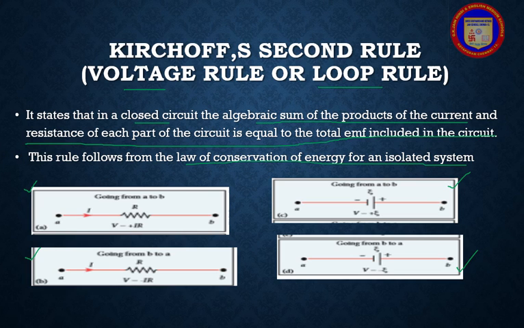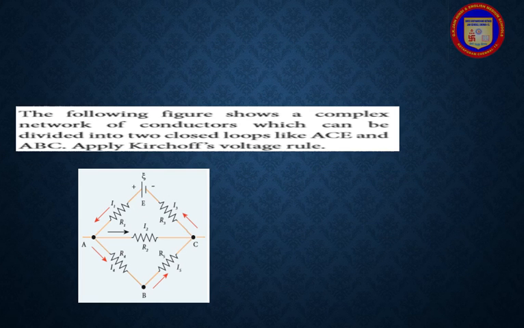In the diagrams A and B, the EMF is considered as positive when proceeding from the negative to the positive terminal of the cells. It is shown in the C and D diagrams. Kirchhoff's voltage rule has to be applied only when all currents in the circuit reach a steady state condition. Here one problem we'll discuss.